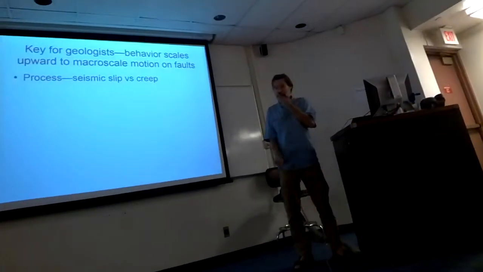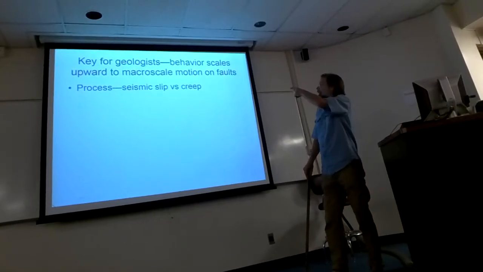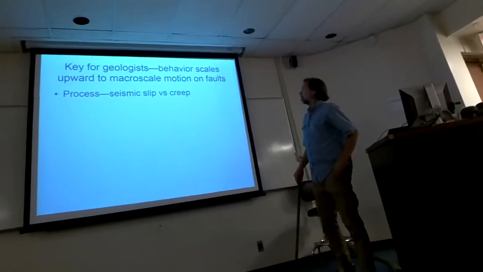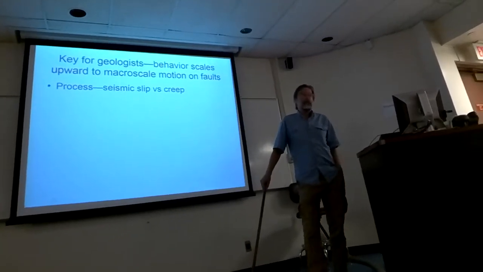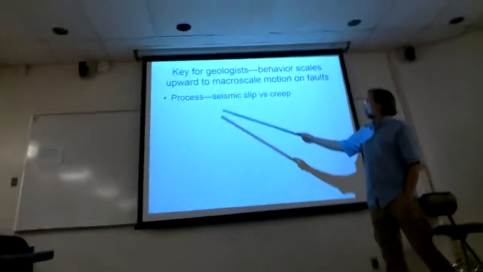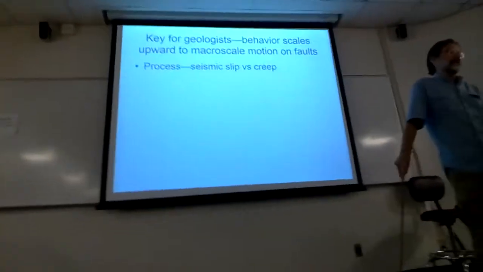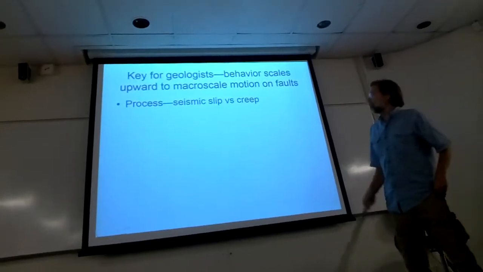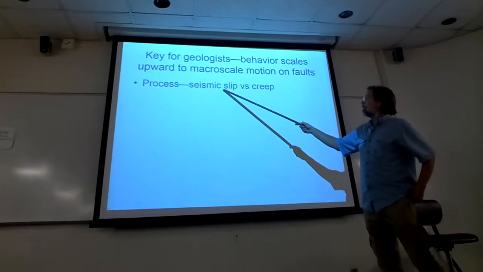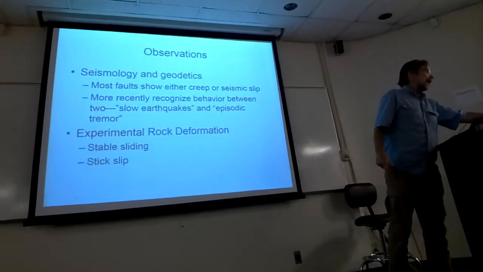The key for us as geologists is that process scales upward to a well-known process, which is basically seismic slip. There's a complete analogy to that. But that process is also related to the two different classes of material behavior that have been recognized by geophysical studies, especially earthquake studies and geodetic studies of active faults. And those two classes of behavior are referred to as seismic slip and creep.